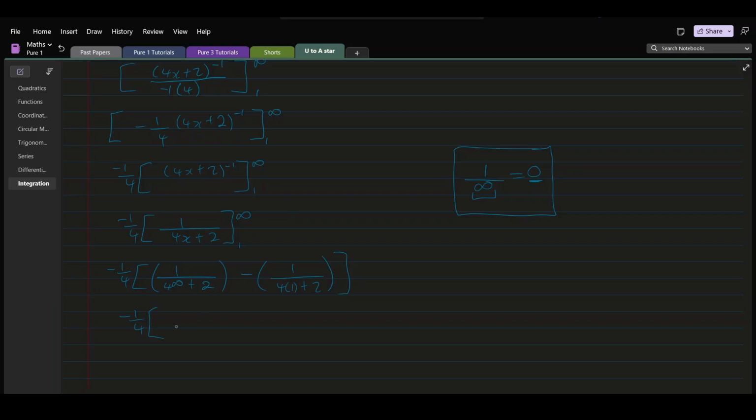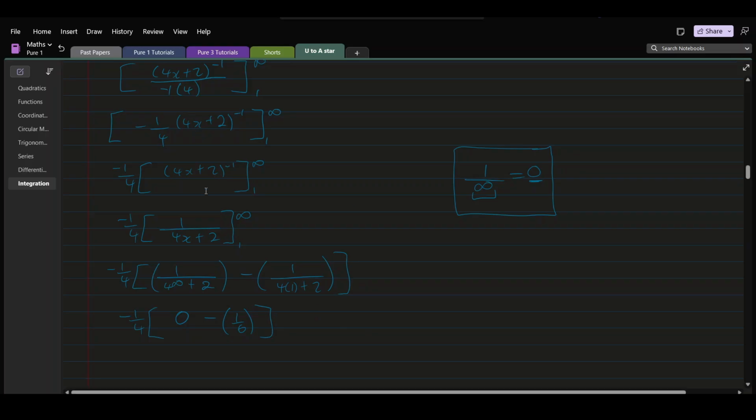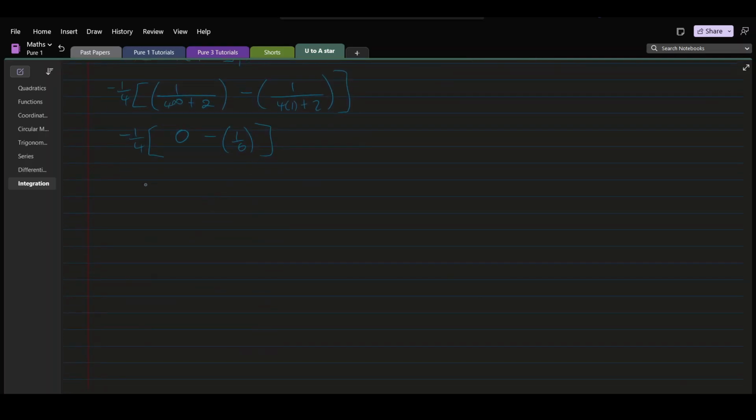And so here what we end up with is 0 minus, let's evaluate our lower limit. That's 1 over 4 times 1 plus 2. We get 1 over 6. So this becomes, let's scroll up. You end up with negative 1 over 4 times negative 1 over 6, which gives us 1 over 24. And therefore, 1 over 24 would be the final answer.